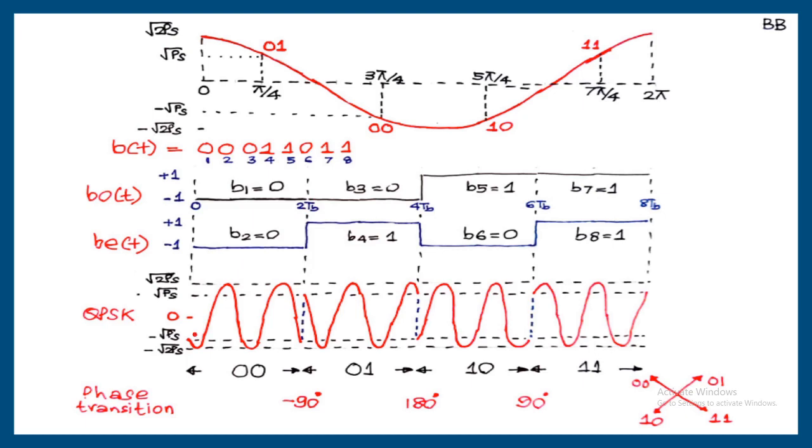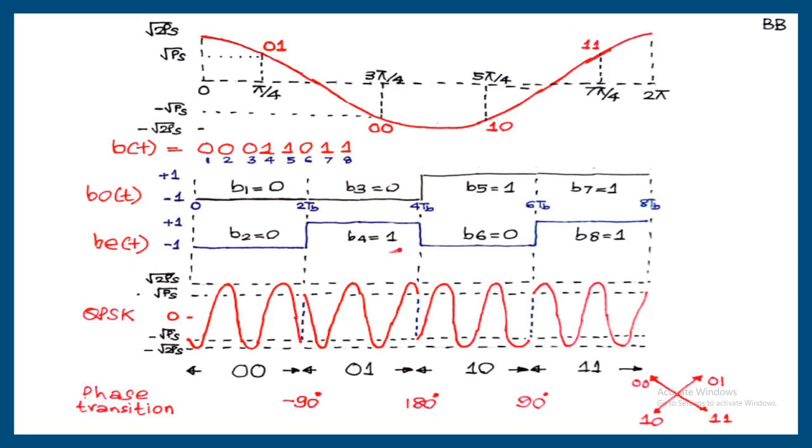So start from minus root Ps, then touch the peak negative value minus root 2 Ps, then touch the peak positive value root 2 Ps, and back to minus root Ps. One cycle is completed. Like that, 2 cycles are completed over the first 2 TB seconds. For the first 2 TB seconds the combination is 0 0. For 0 0, only this is the starting point.